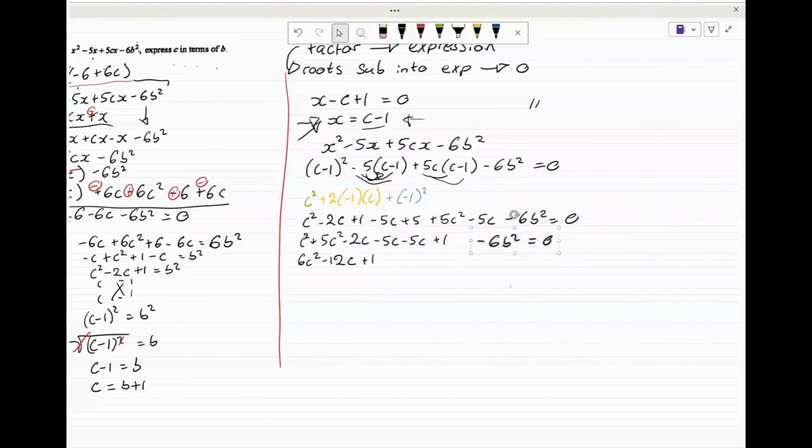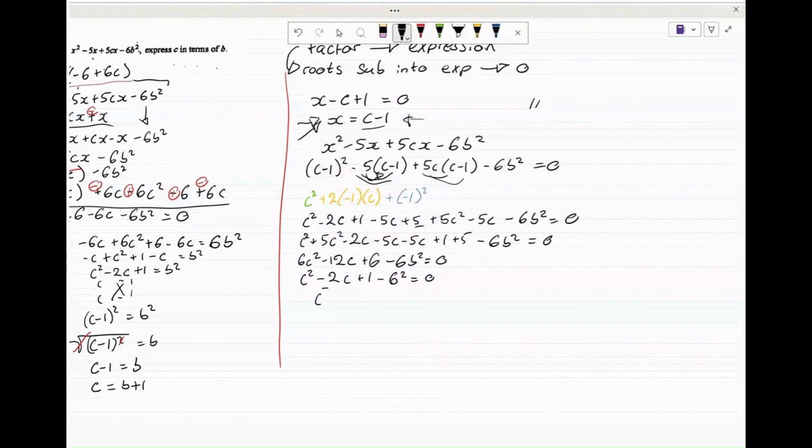So I'll just move this. I forgot this 5 up here. So 1 plus 5 is 6, minus 6b squared equals 0. We can divide everything by 6. c squared minus 2c plus 1 minus b squared equals 0.